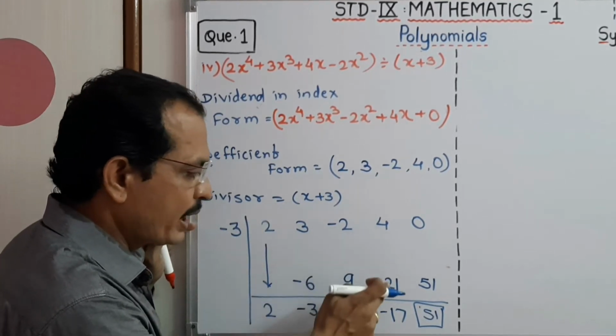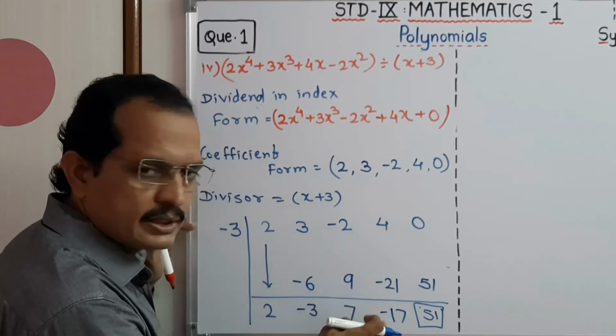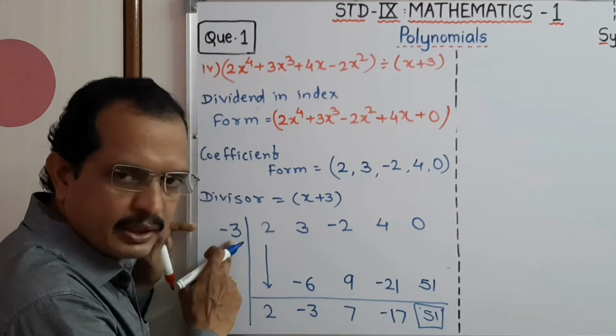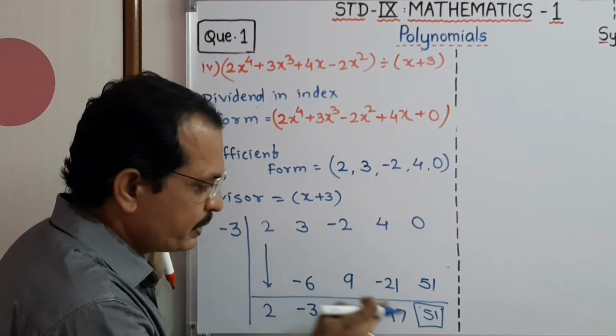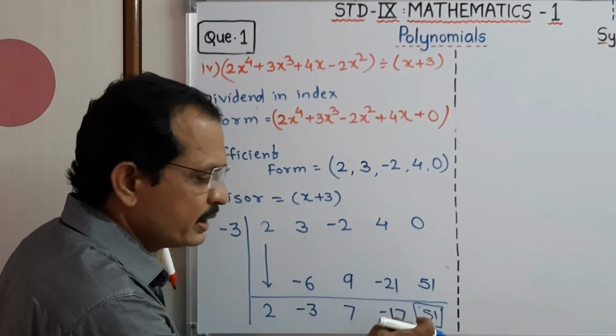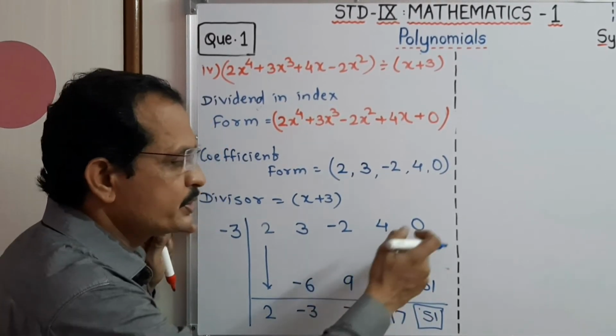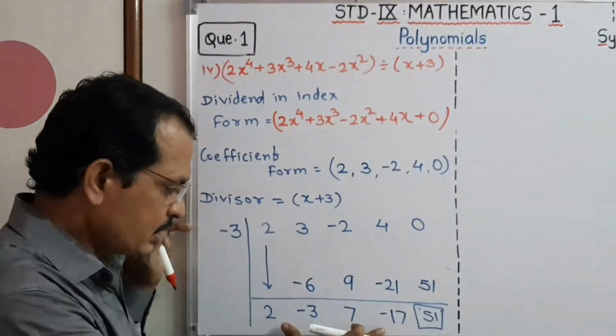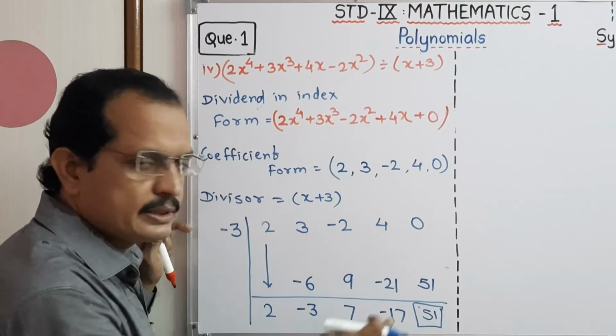And this 4 minus 21, it is minus 17. This minus 17 is multiplied with minus 3. 17 threes are 51. That 51 we have to write here. And 0 plus 51, it is 51. Now there is no coefficient, therefore the division process is over. This is our quotient and this is the remainder.